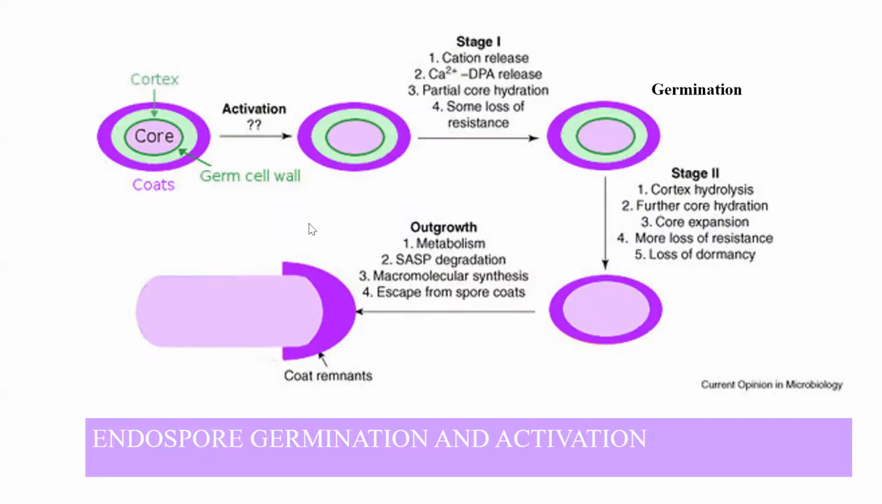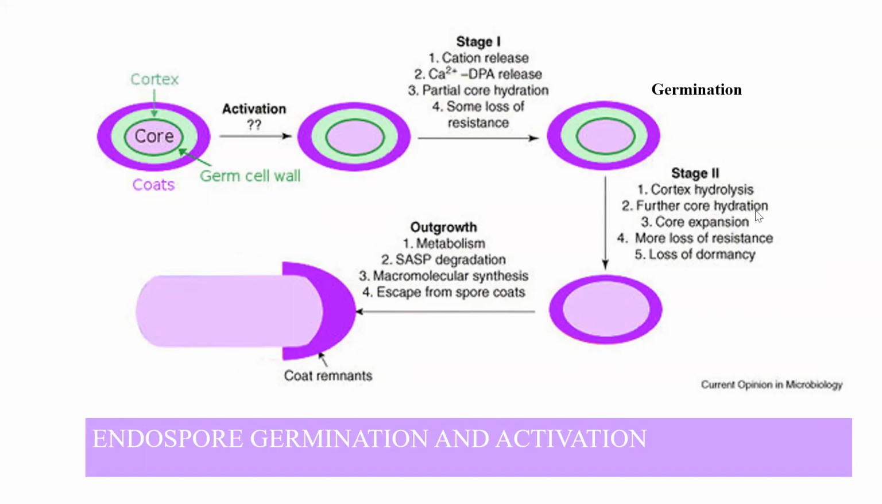Now, the endospore germinates and activates. So here we can see the spore, the endospore. Now, after activation, this is stage 1: cation release, calcium dipicolinic acid release, partial core hydration, and some loss of resistance. Now the spore germinates. This is stage 2, that is cortex hydrolysis.